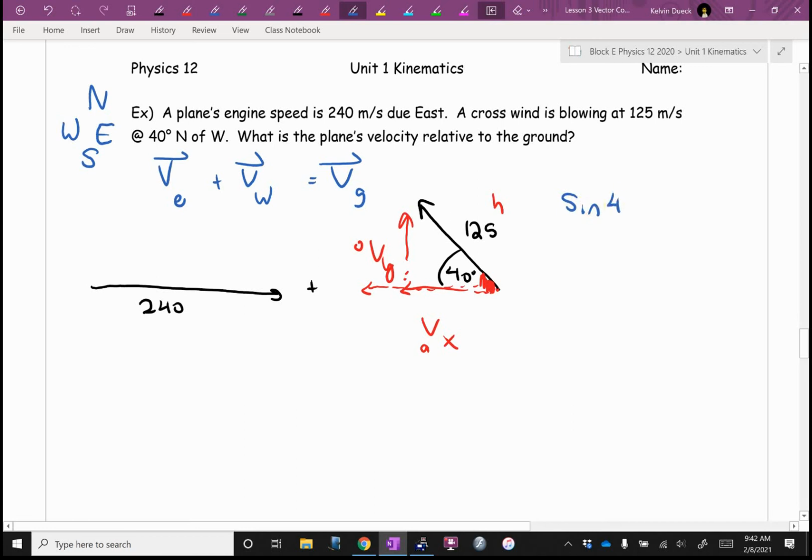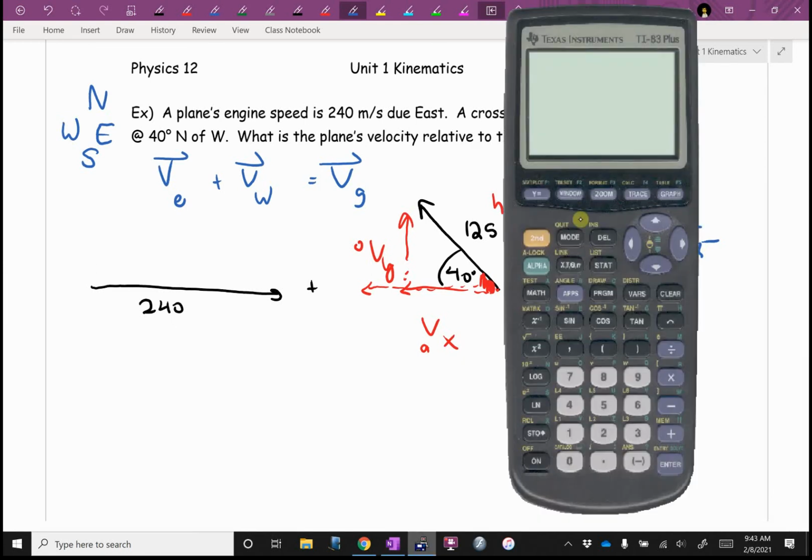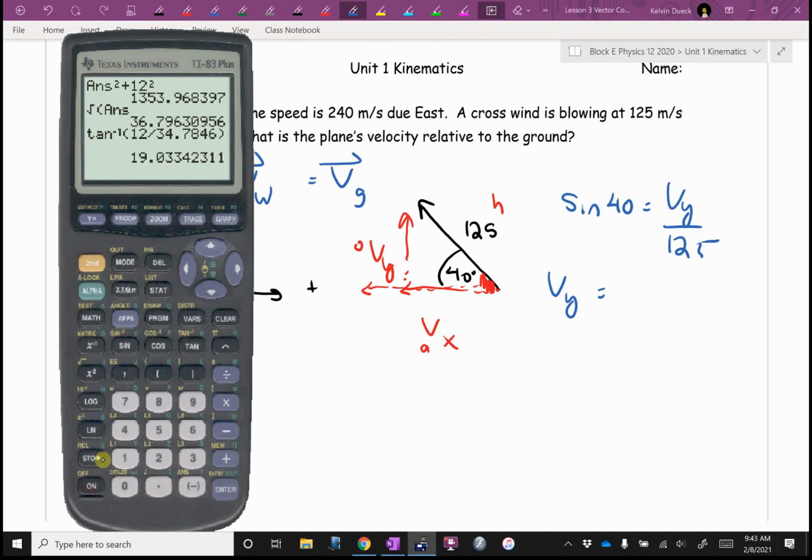Sine 40 equals Vy over 125. So how would I get the Vy by itself? Multiply the 125 over. I think I can safely go straight to my calculator after one line of work. I did say I was going to get you pretty good at trig, I hope. Certainly right angle trig. Do you all get 80.348? 5 sig figs is probably pretty good. 80.348? People nodding?